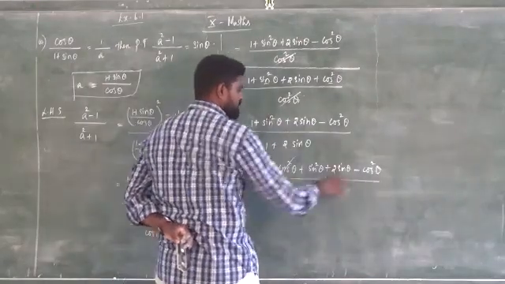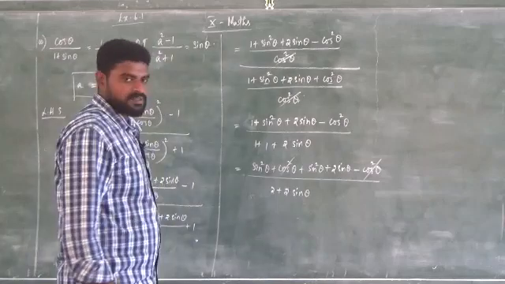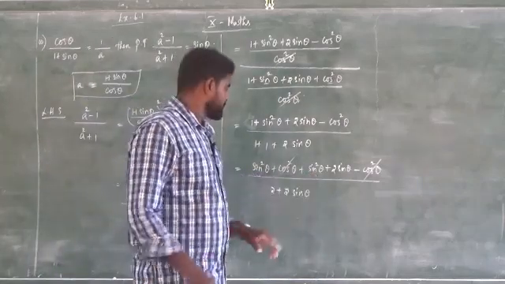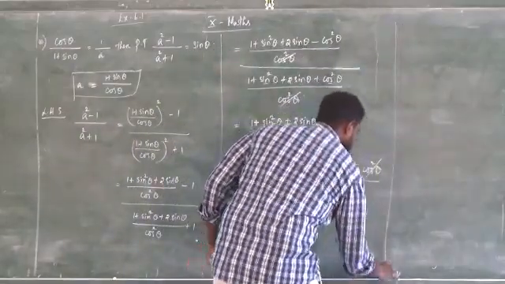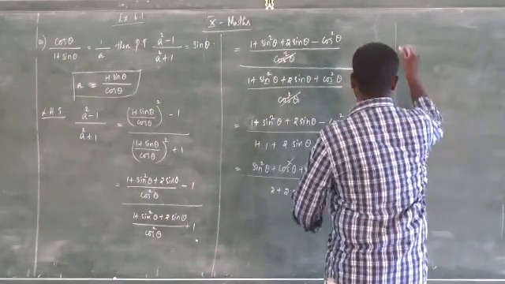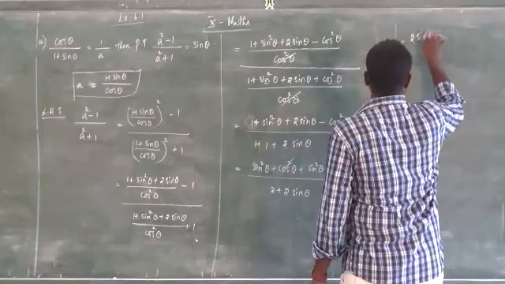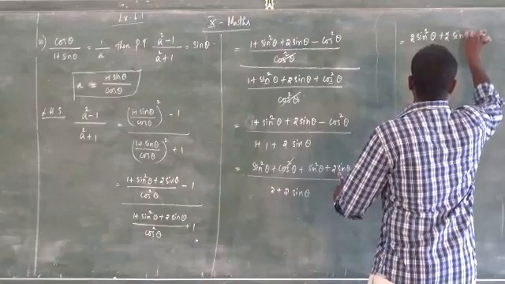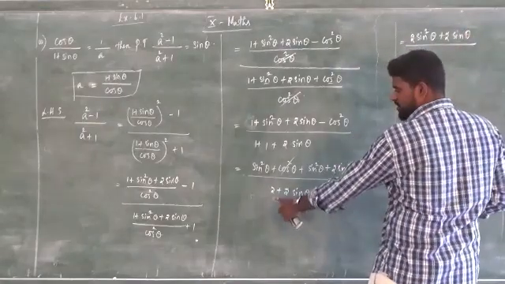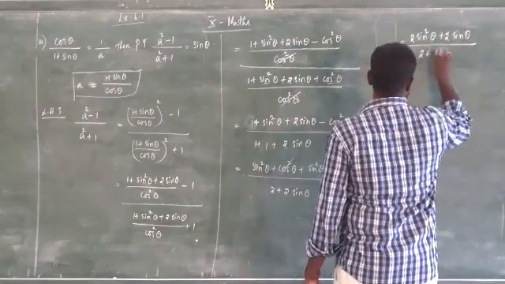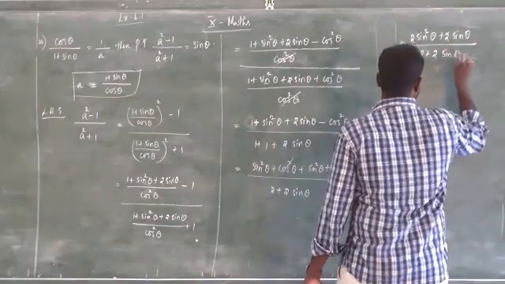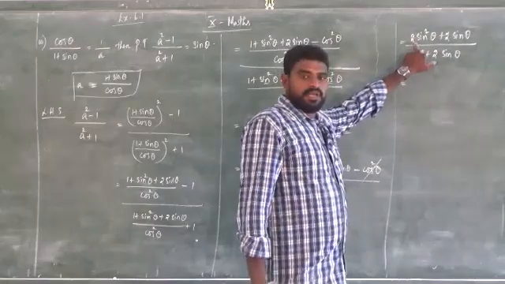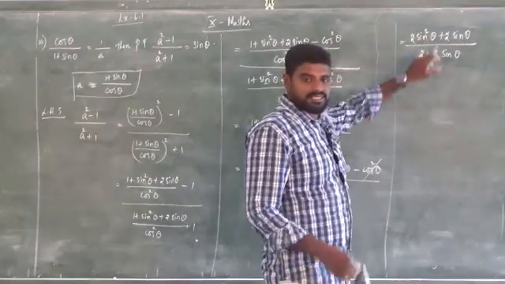Now we can cancel this plus cos square and minus cos square. Sin square plus sin square, it is 2 sin square. So sin square theta plus sin square theta, it is 2 sin square theta plus 2 sin theta, whole divided by 2 plus 2 sin theta. So what is common in the numerator? In the numerator 2 is common and also sin theta is common.